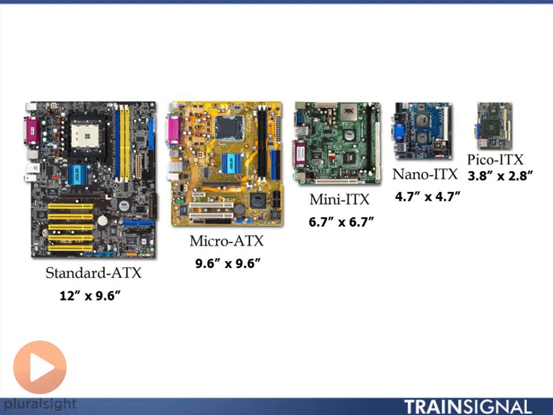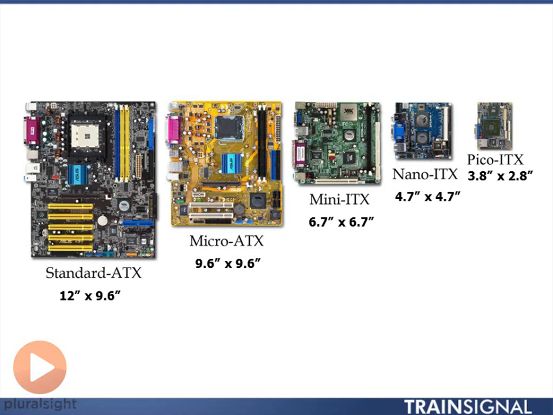Now, after the ATX series, we really needed to find a way to get smaller and smaller, and so we moved into the ITX series. We first had the mini ITX, which is, believe it or not, the largest of the ITX series. It had a whopping 6.7 inches by 6.7 inches. And if you think that's small, we then moved down to the nano ITX, all the way down at 4.7 by 4.7 inches. And then we go all the way down to this little itty bitty one here, the Pico ITX, which is 3.8 by 2.8 inches.